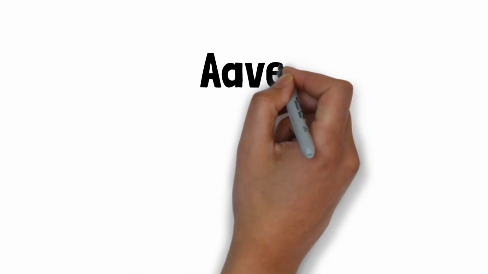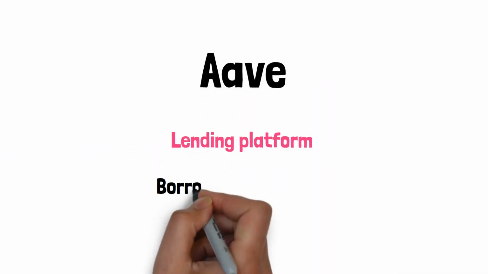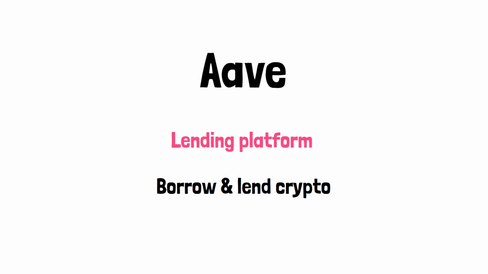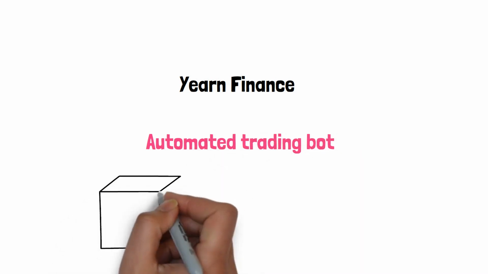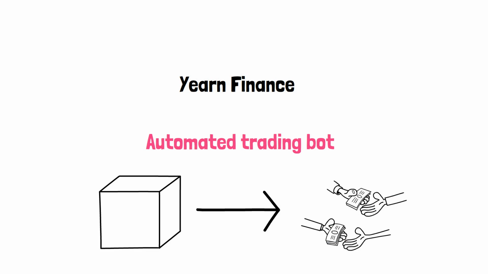Aave is another famous DeFi project. It's a lending platform where you can borrow and lend crypto. Yearn Finance is yet another example of a DeFi project. This is an automated trading bot for crypto. At every block, it reinvests your money in the most profitable DeFi project.